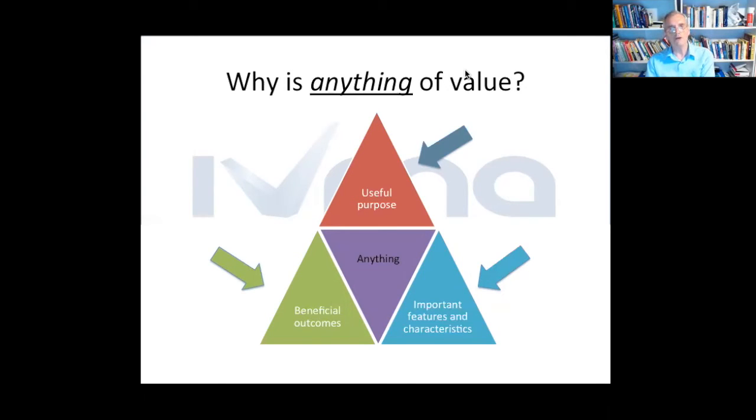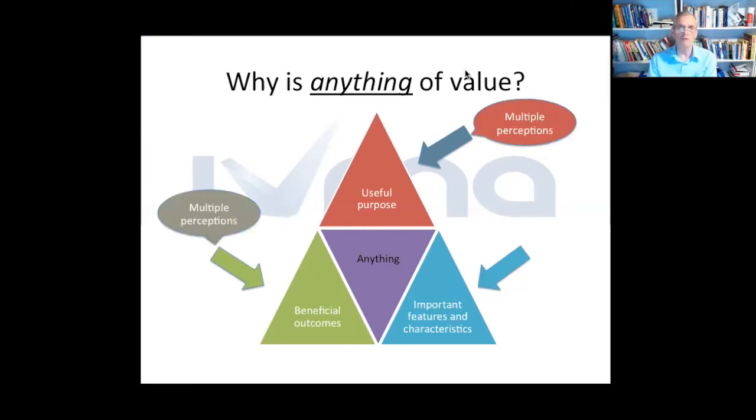Now, it would be rather nice if one could simply sit down at one's desk and write out those factors for a particular entity, whatever that entity is. Unfortunately, or perhaps fortunately, depending on the way you look at it, that's not the case, because there are multiple perceptions of purpose. There are multiple perceptions of beneficial outcomes, and there are multiple perceptions of important features. And it doesn't take much imagination to see why that is the case.